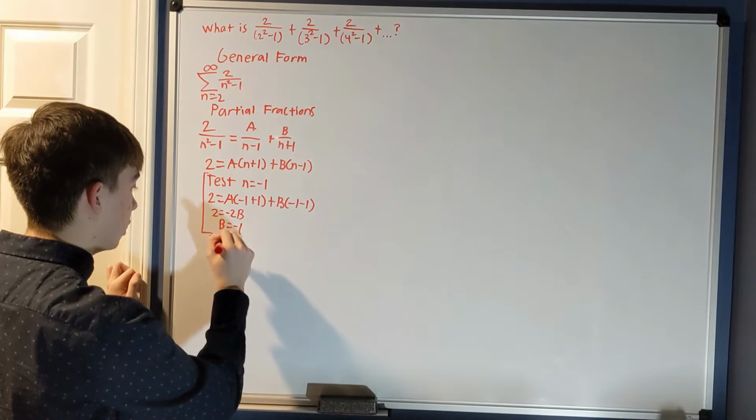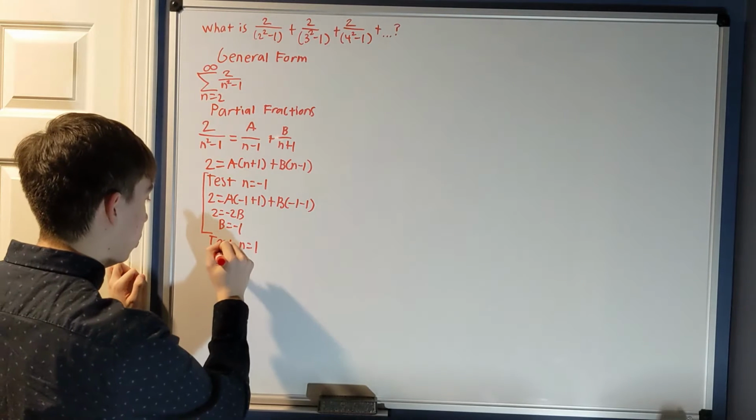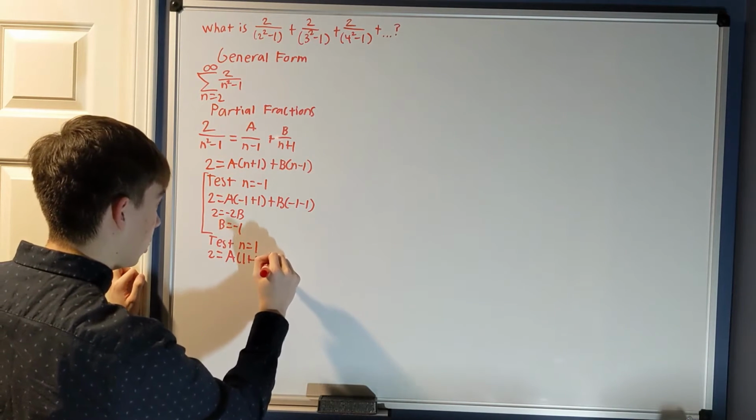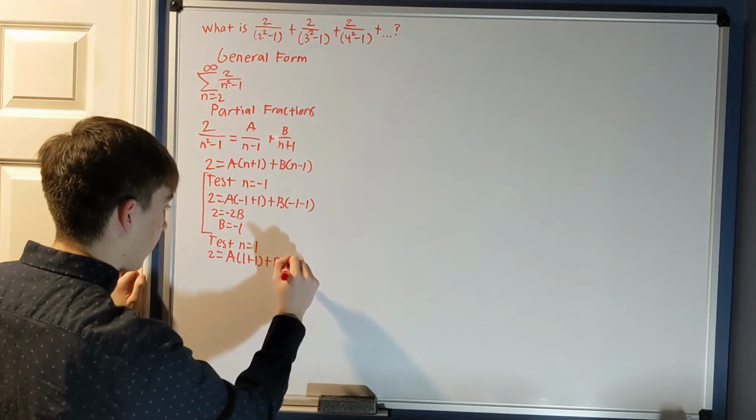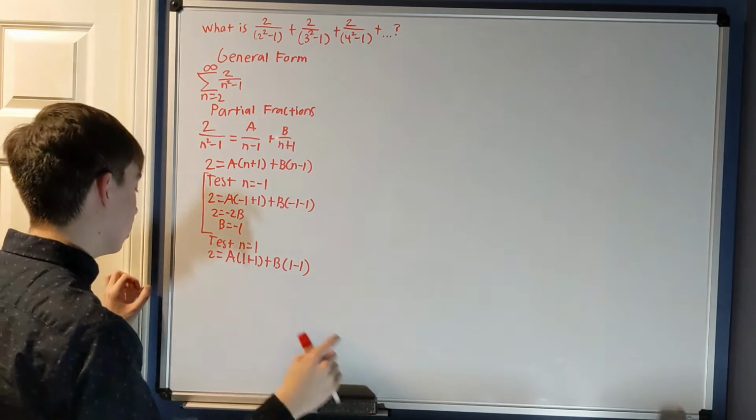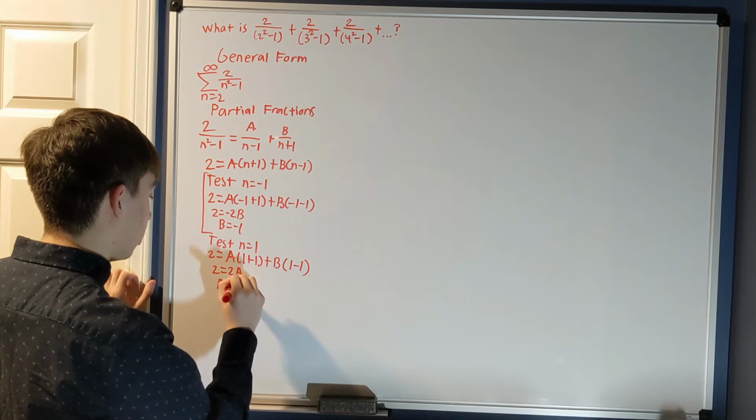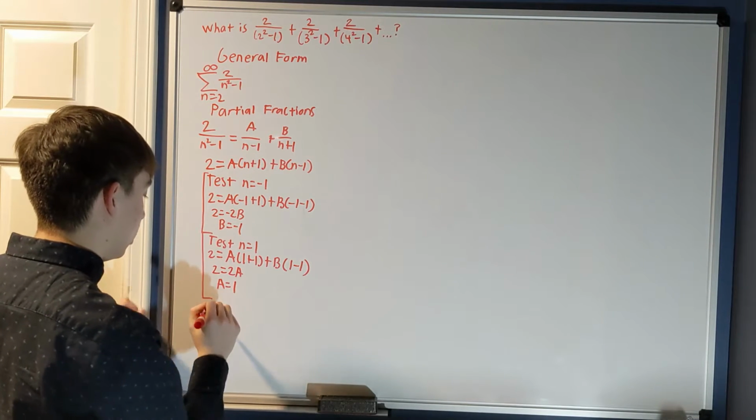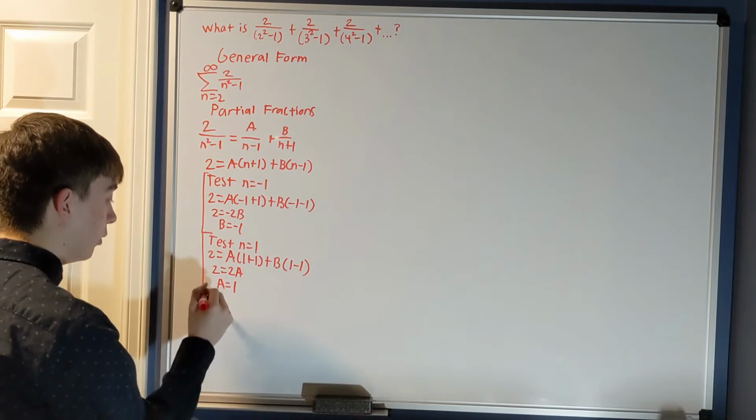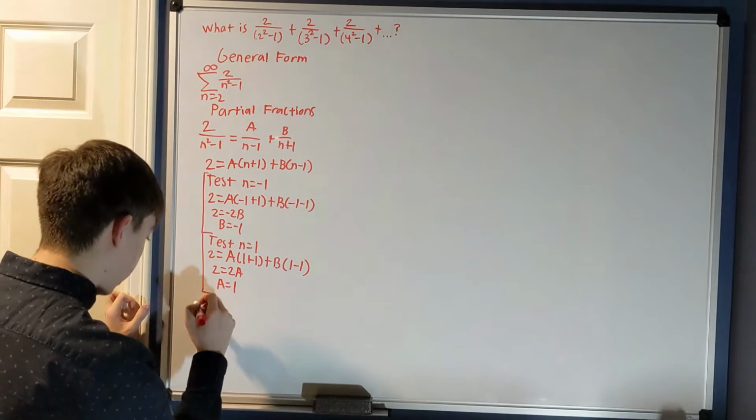Now, let's test n equals 1. 2 equals a times 1 plus 1, plus b times 1 minus 1. The 1 minus 1 will go to 0, so b will be cancelled out. 2 equals 2a, so a equals 1. So now we can move the sigma notation that we have up above into the partial fraction form, and this will be equivalent, as I will show you.